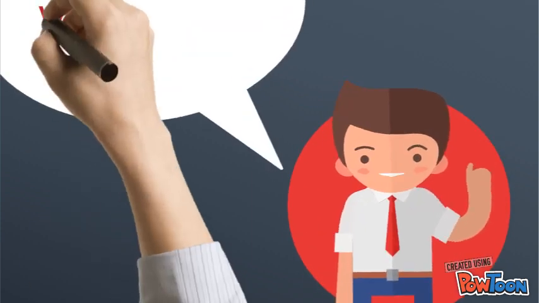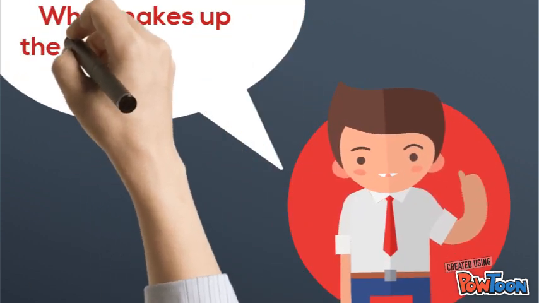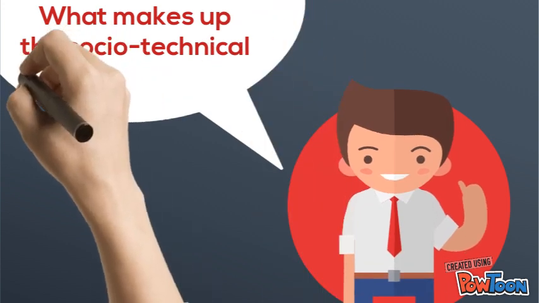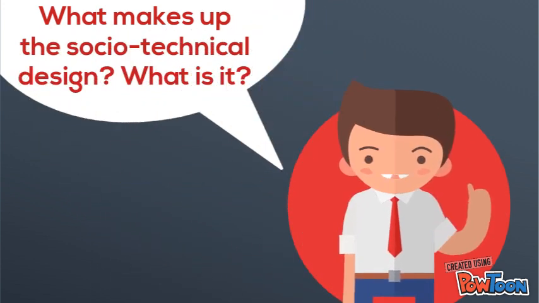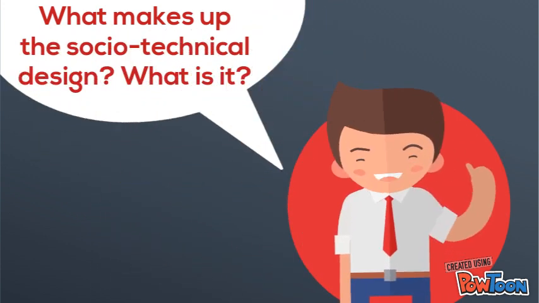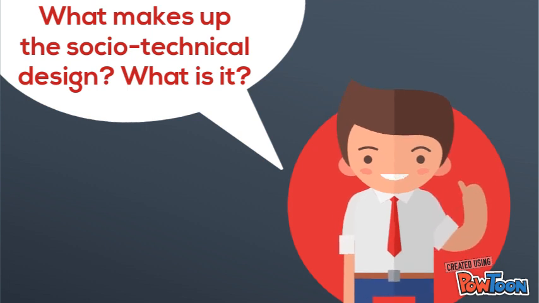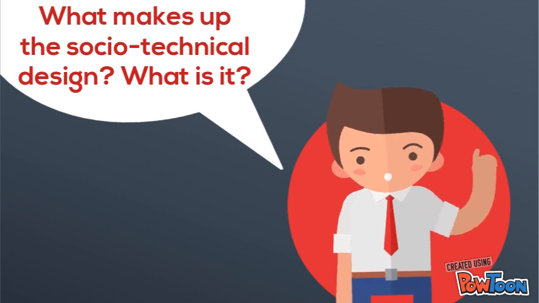So, what makes up the socio-technical design, and what is it? It is an approach that considers human, social, and organizational factors, as well as technical factors in the design of organizational systems. So let's break that down.